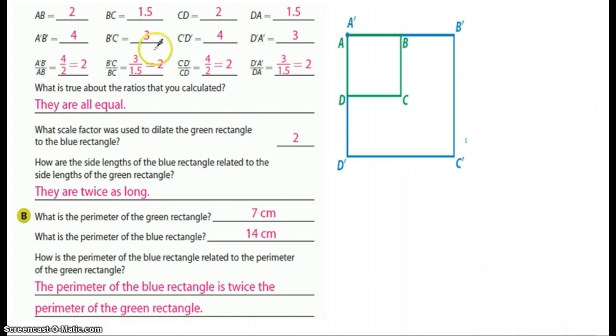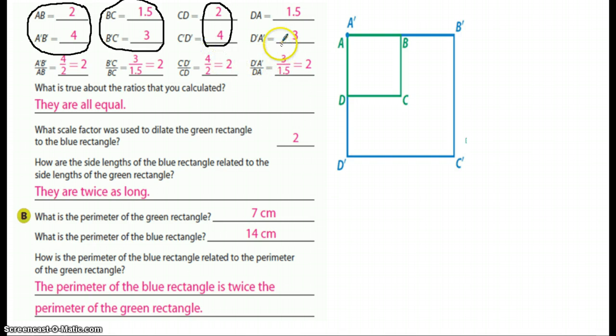Let's take our ratio. For the first one, we have A prime B prime over AB. So here we have new over the original. We get 2. We do this one again: the new figure is 3, so we're going to take 3 and divide it by 1.5. We'll get 2. C prime D prime is 4. We're going to take 4 and divide it by our original.